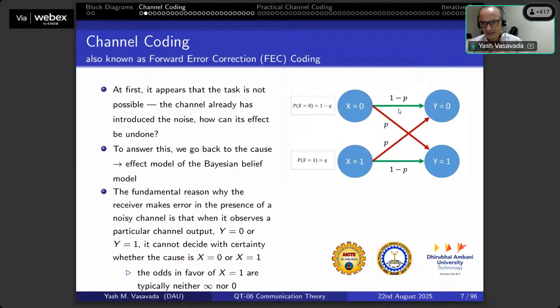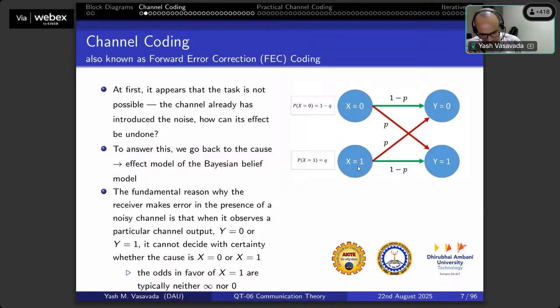So I think that is the right answer because of this non-zero value of p. When y is equal to 0, there is some chance that x could be 1. There is maybe hopefully a greater chance that x is equal to 0, but we cannot rule out that x is equal to 1.